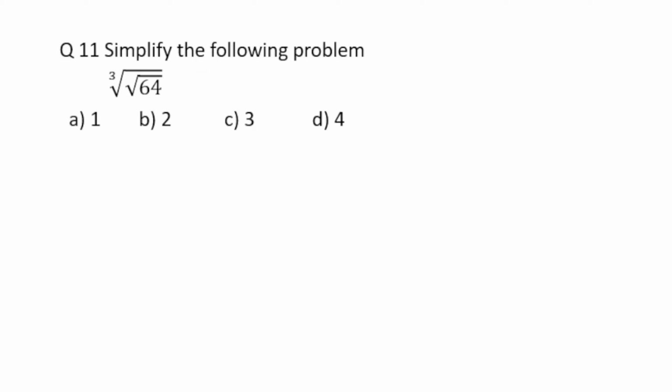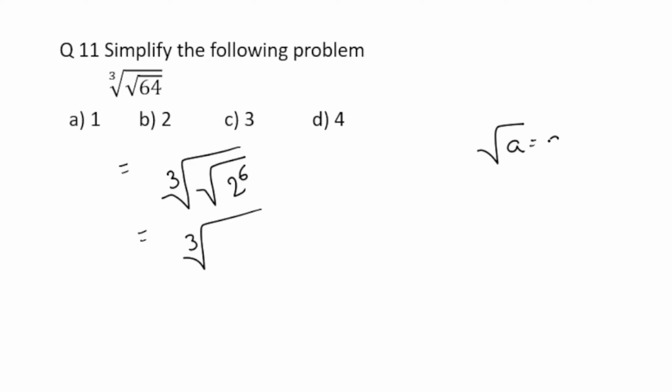Now move to question number 11. The cube root of the square root of 64. This cube root is the 1/3 power. Similarly, we have the square root of 64. Here you go. We can write 64 as 2 to the power 6. And what we know is that root under a means a to the power 1/2. Similarly, we can write 2 to the power 6 multiplied by 1 over 2.